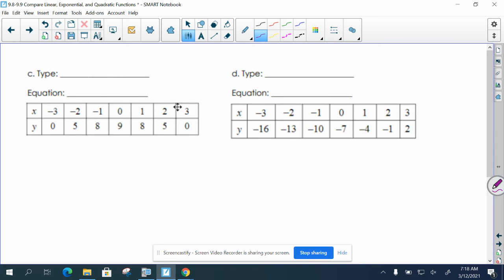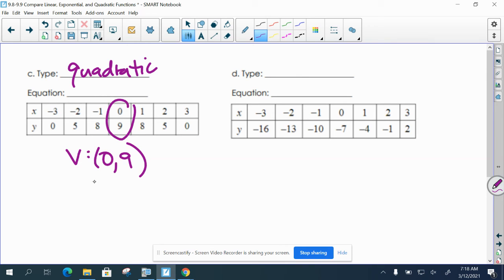All right, part C is a little bit different for quadratic because, well, I guess we could do it in vertex form. So there are 2 different ways you could do this, I guess. So the vertex, do we see the vertex here? Let's see. Yes, so this would be the vertex because you see the 8 and the 5 and the 0. You've got symmetry. So your vertex would be 0, 9.